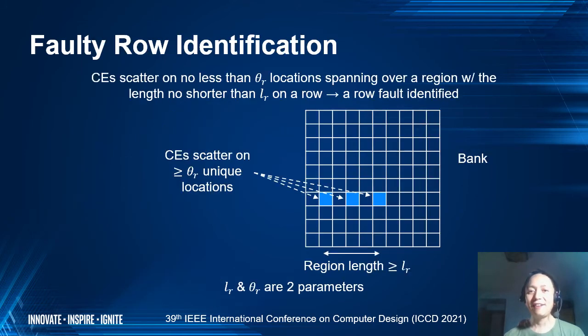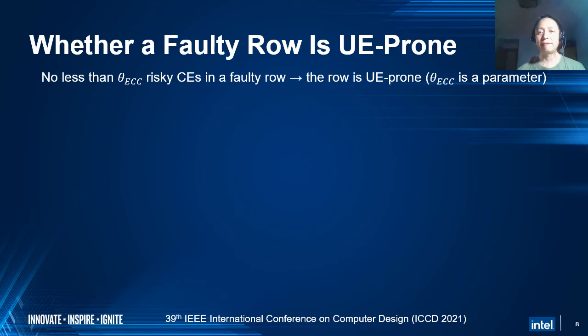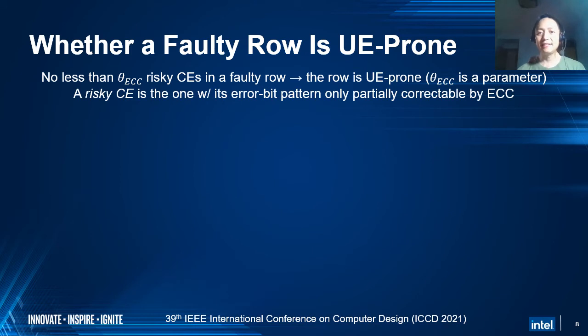To identify a faulty row, we look at the CEs in the row. If CEs in the past 24 hours scatter on a predefined number of locations spanning over a region with a predefined length, a row fault is identified. To determine whether a faulty row is UE prone, we count the number of risky CEs in a faulty row. If the number is over a threshold, then the row is UE prone. A risky CE is one with its error bit pattern only partially correctable by ECC.